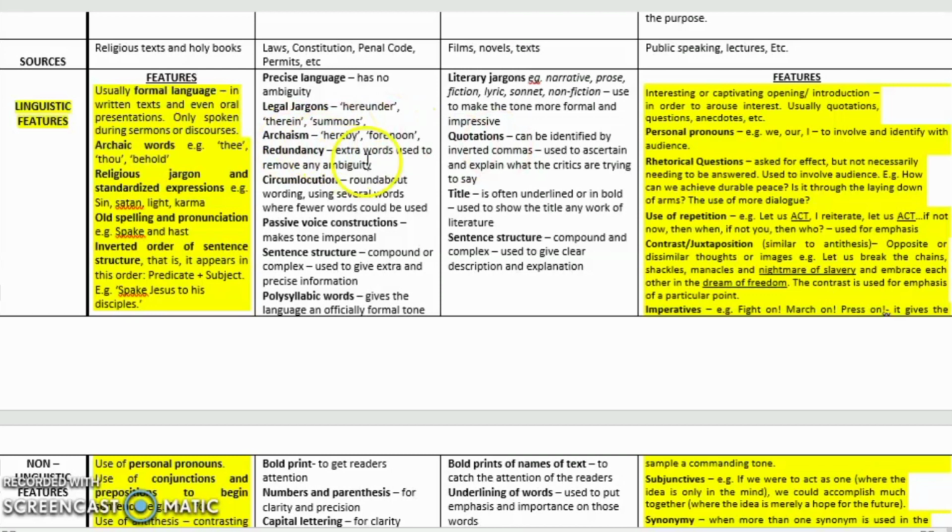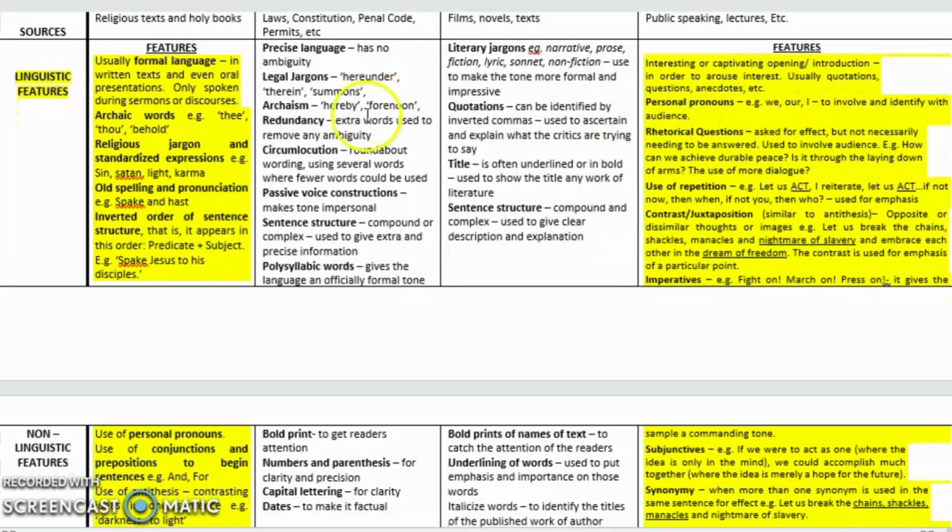Now redundancy, these are extra words used to remove any ambiguity. Now there's a lot of redundant words that are being used in language of religion. Once again, it's there to remove ambiguity. So everything is repeated just to remove any ambiguity, so it can be as clear as it can be. So redundancy is a linguistic feature.